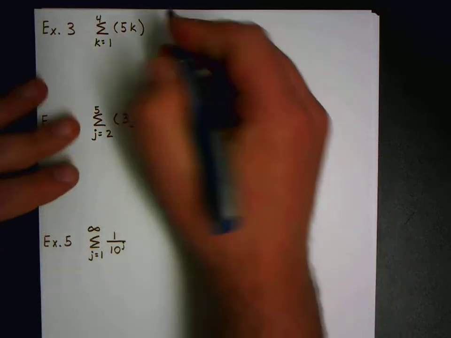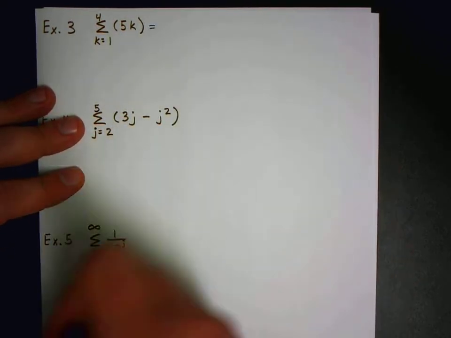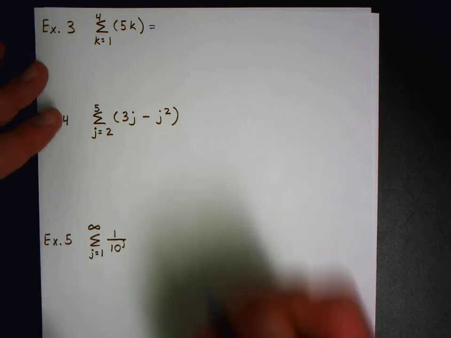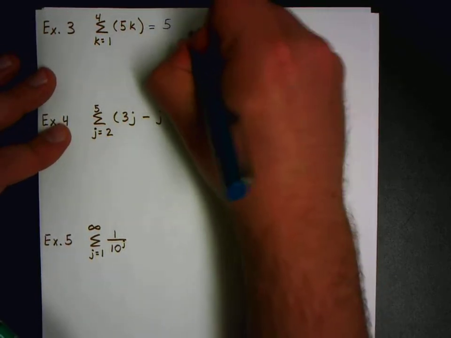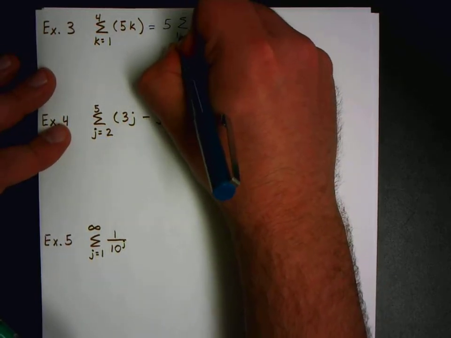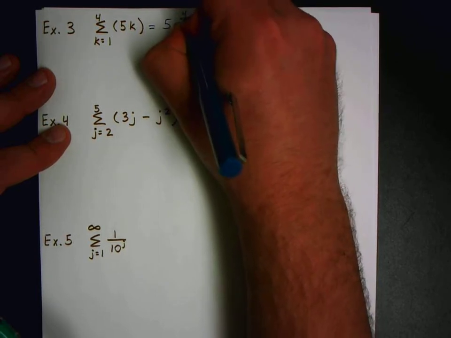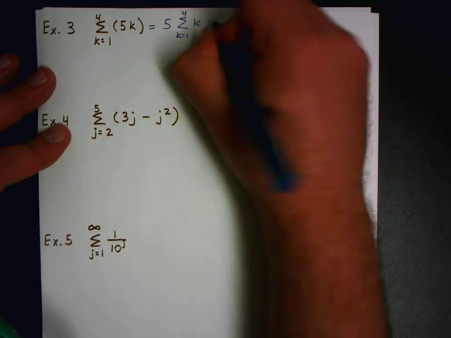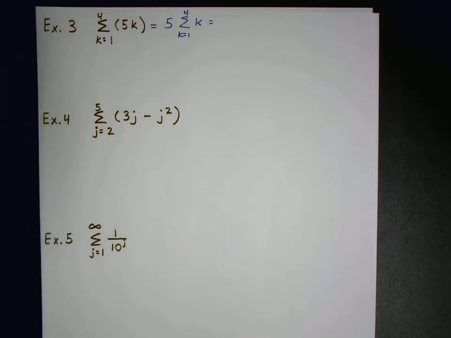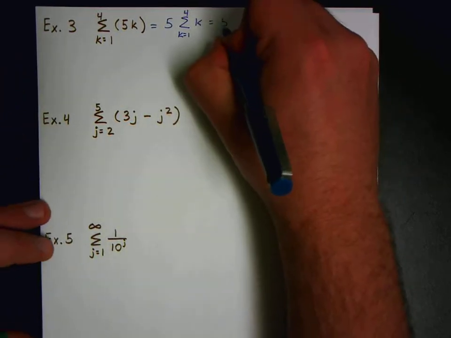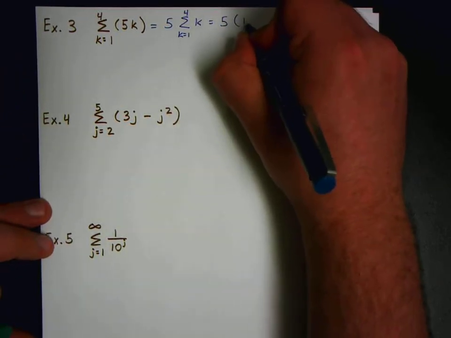Okay, so this one, if we wanted to use our property, what we could do is we could take the 5 out. So then all this means is I need to add up the numbers 1 through 4 and then take that times 5.